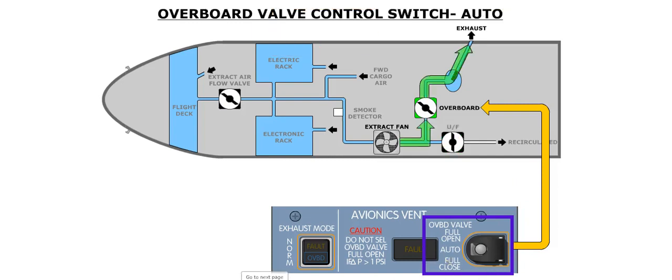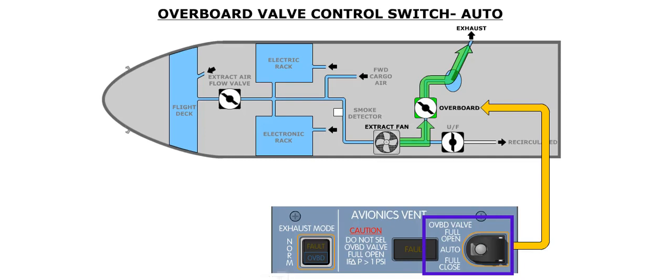The overboard valve allows air to be discharged overboard. The overboard valve controls the operation of the underfloor valve. The overboard valve switch should be in the auto position in order to allow the proper operation of the underfloor valve.